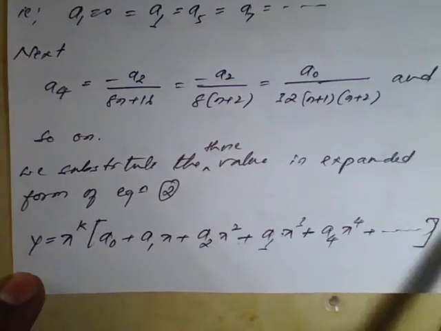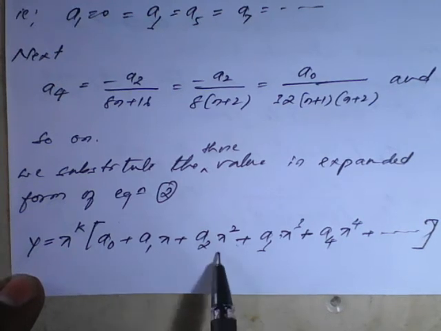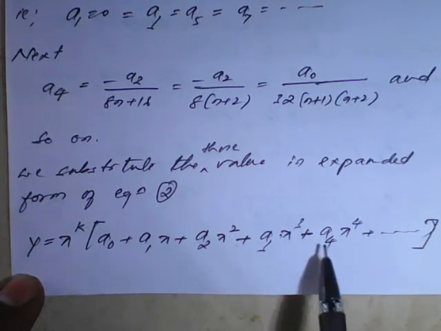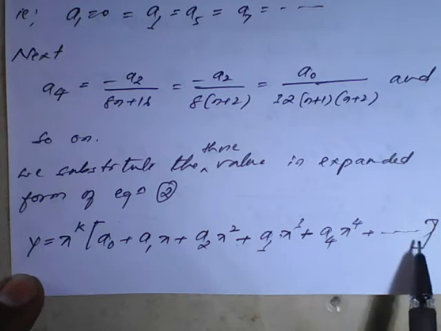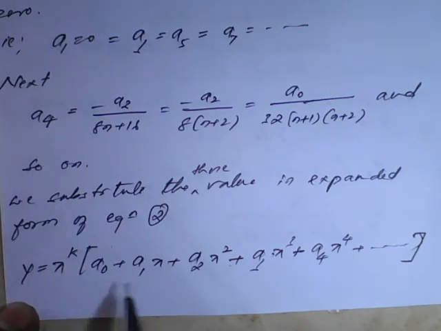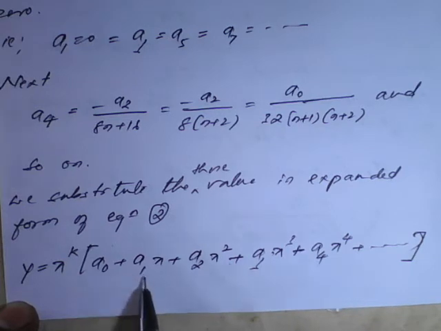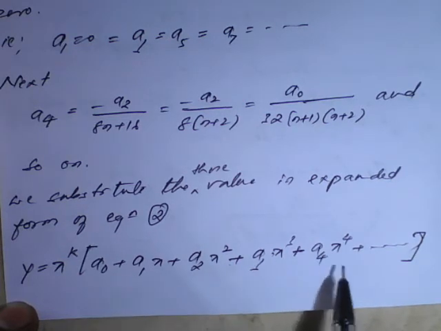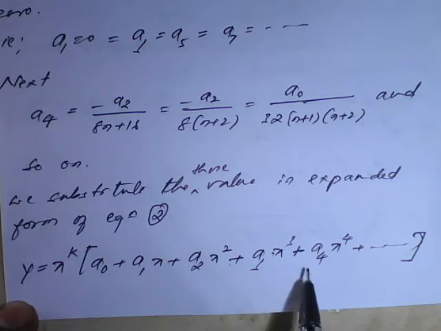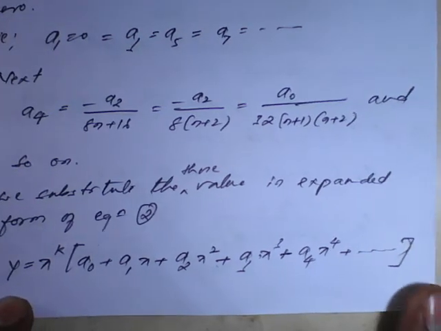Here we need to apply those values. So we'll get x raised to k times a0 plus a1 of x plus a2 of x square plus a3 of x cube plus a4 of x raised to 4 plus so on. We know that a1 is 0, a3 is 0, a5 is 0. Only even terms will remain, because a1, a3, a5, all these values are 0.